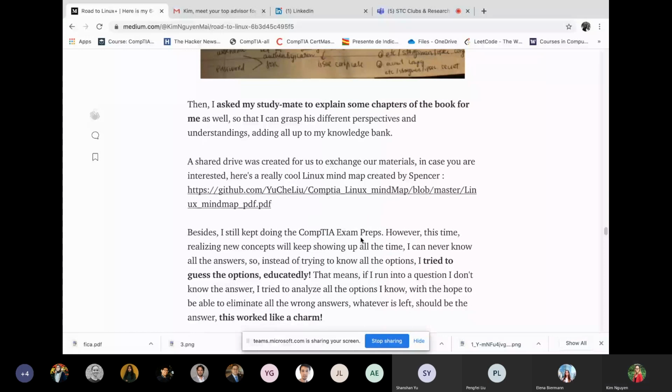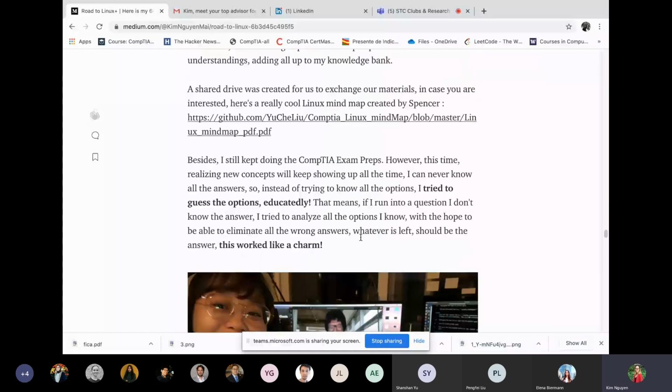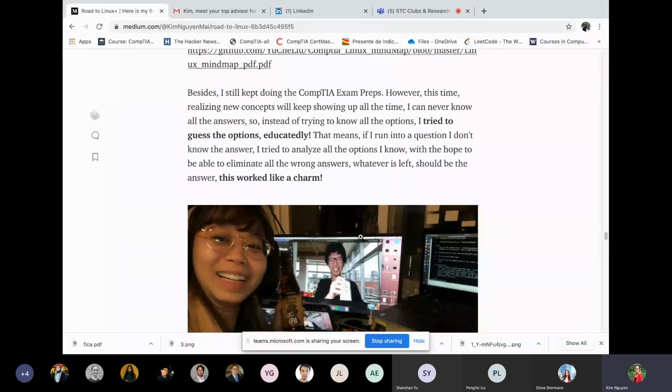And then next, we realized that the more we study, the more new concepts keep coming up. So it's impossible for us to know all the options. So we started to move towards trying to guess things in an educated way. Let's say you look at a question, you don't know the correct answer, but you know some of the options, then we try to rationalize it. We analyze all the options and see, okay, this one doesn't sound right because of this, because of that. We explain it using the knowledge we have to eliminate the wrong answers to get the correct answer.